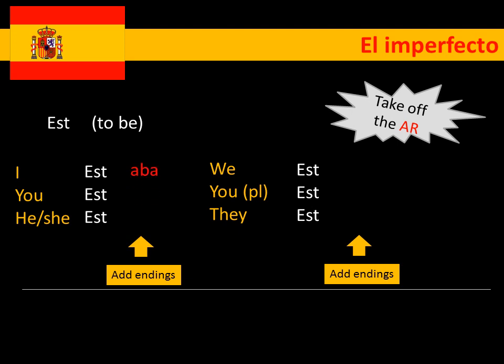So the first one then is aba. It does become one word, I've just left it like that to show you. So it becomes estaba, I was. Next one then, estabas. And then a little quirk of the imperfect tense is the fact that the first person and the third person are the same. So we've got estaba, estabas, estaba. Next one, estábamos, estabais, and then finally estaban. Okay, so they're the endings for these Ar verbs.